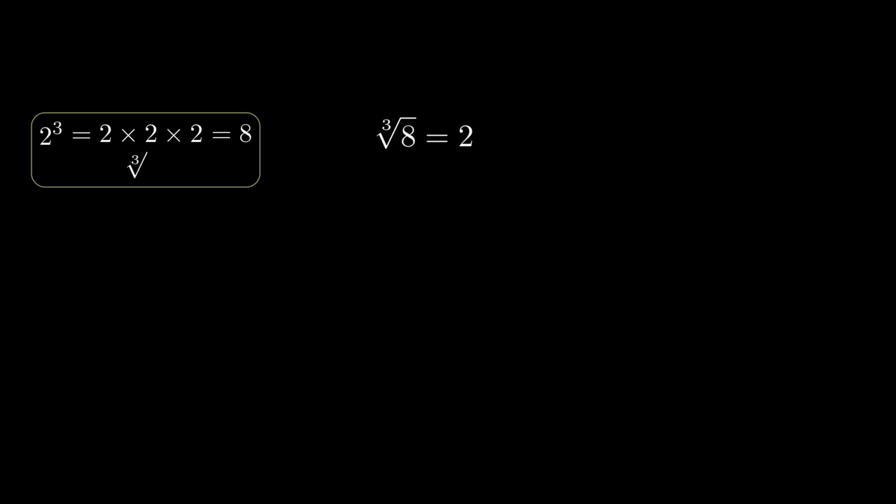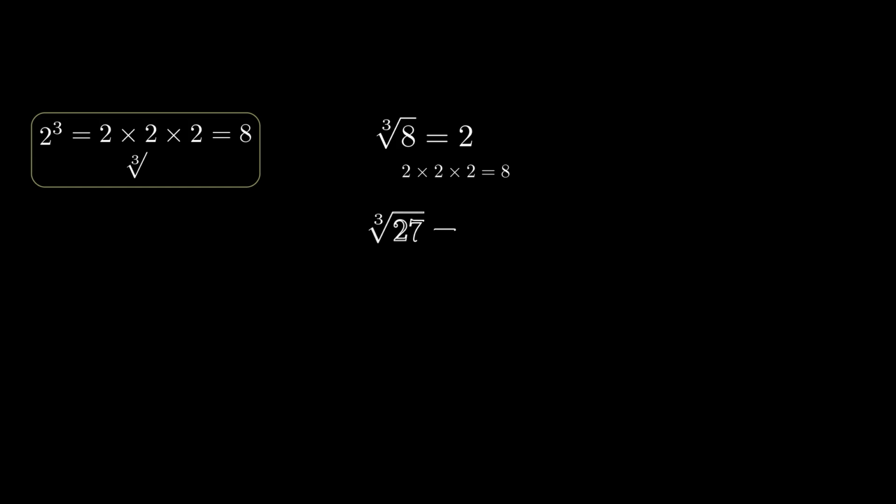The cube root of 8. The cube root of 8 is 2 because 2 times 2 times 2 equals 8. Next we have the cube root of 27. What number when multiplied by itself twice gives us 27? And the answer is 3 because 3 times 3 times 3 equals 27.